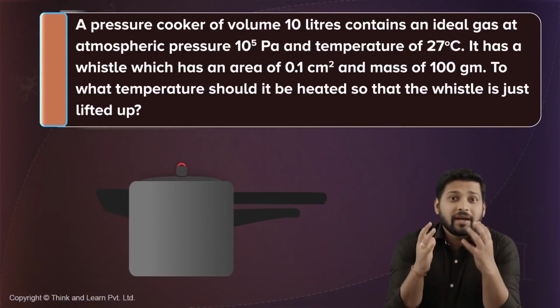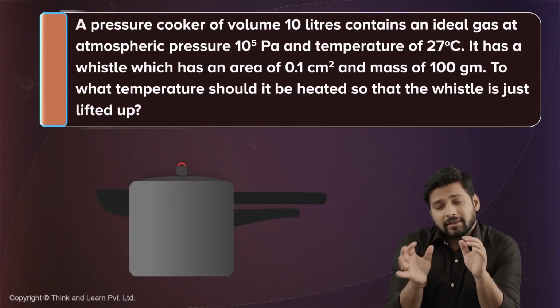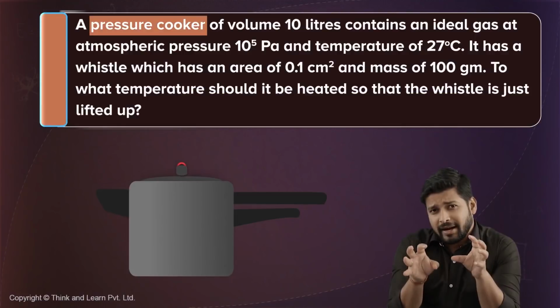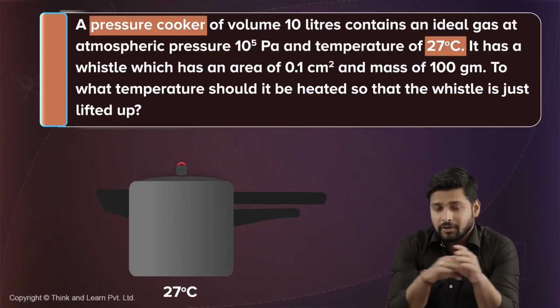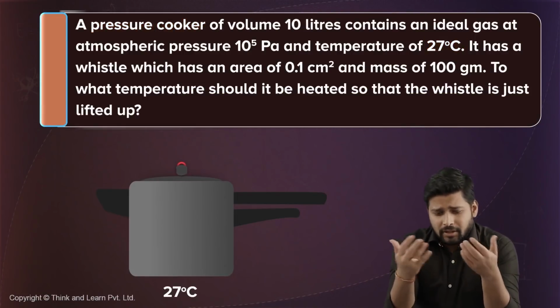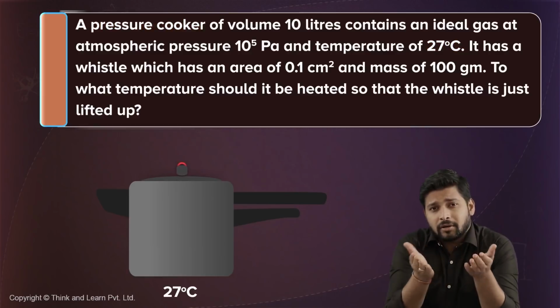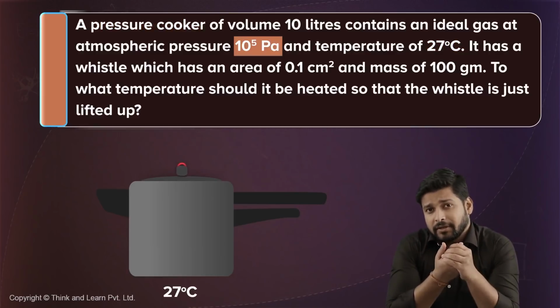So in this problem, we are given a pressure cooker, all right, and there is some gas inside the pressure cooker which is at a temperature of 27 degrees Celsius, all right, and the pressure is also mentioned, is given to us as 10 to the power 5 Pascal, fine.